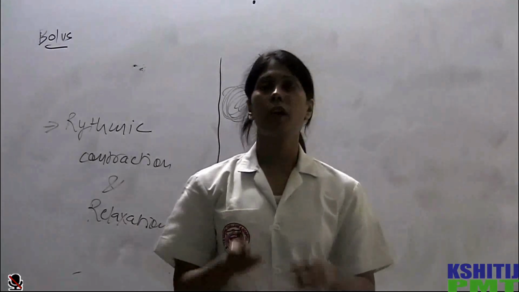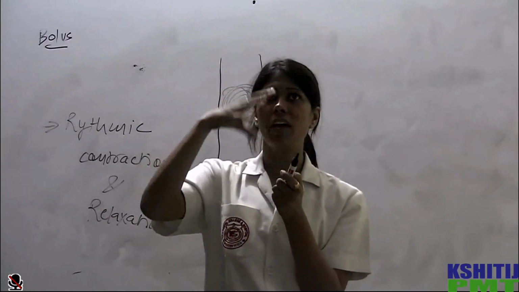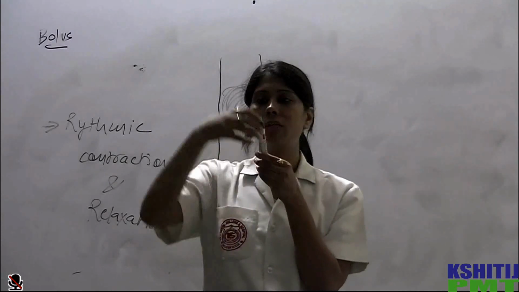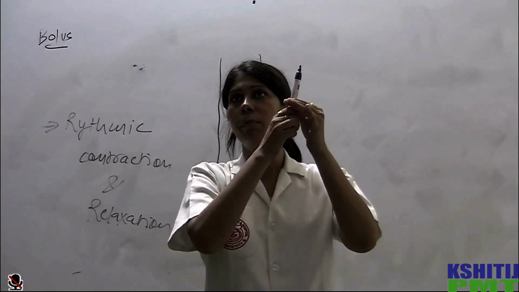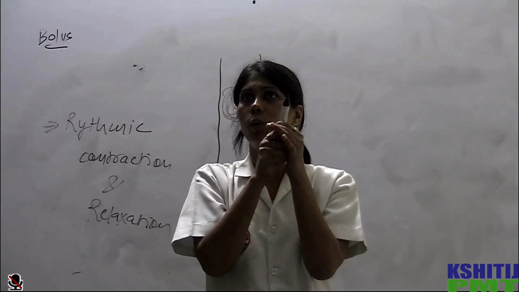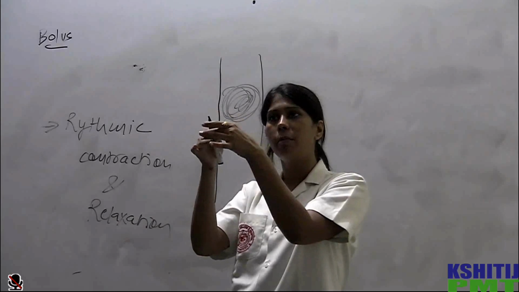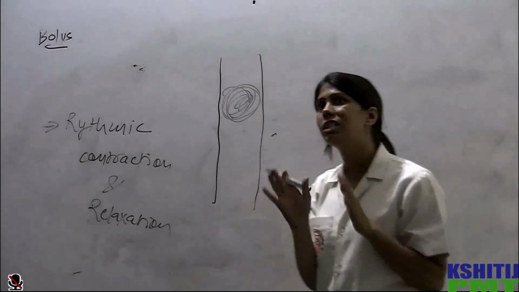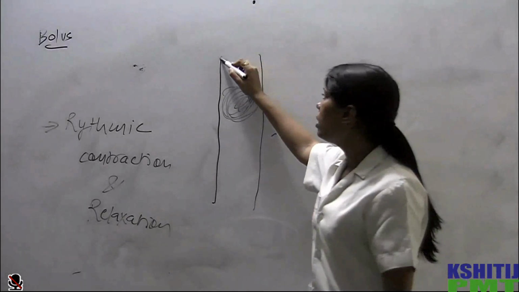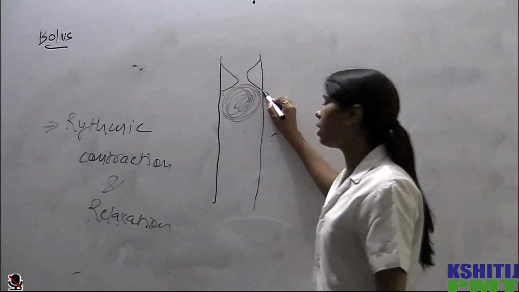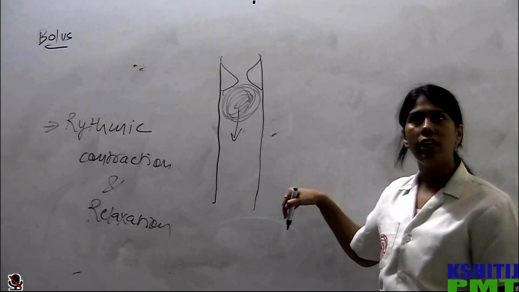First of all, have you ever seen a tube with paste inside? How does that paste ooze out? We press that tube from backward, like this, like this, and then the paste oozes out. This is actually the same thing which is happening here. The esophagus contracts, and when the esophagus contracts, the bolus is pushed down.